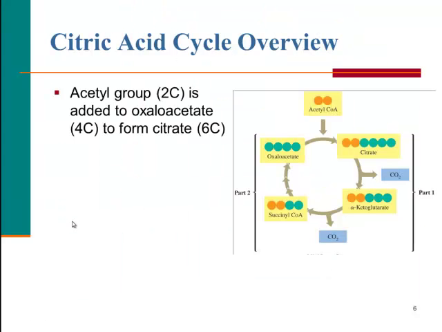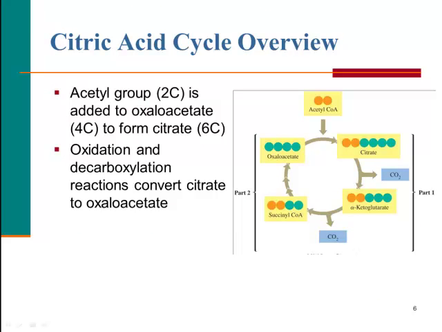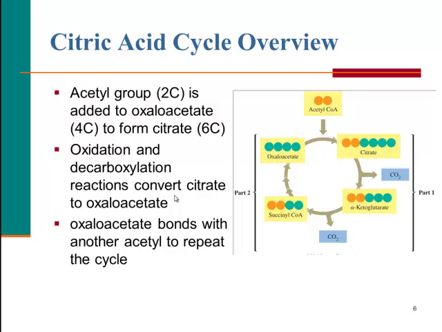So the acetyl group brings in 2 carbons to generate a 6-carbon molecule for us. We'll then have oxidation reactions occurring where we remove carbon dioxide and then eventually revert our 4-carbon molecule back to oxaloacetate so that the cycle can be repeated again.